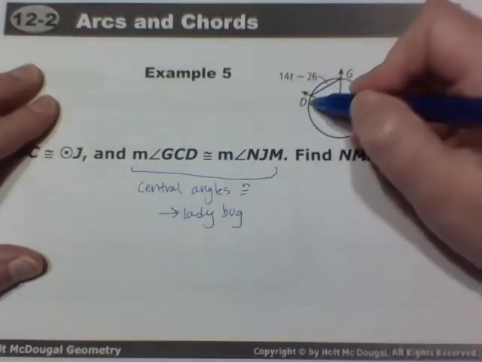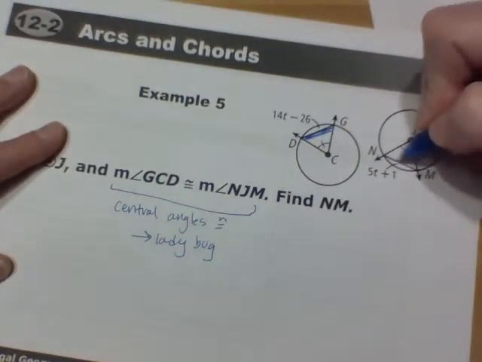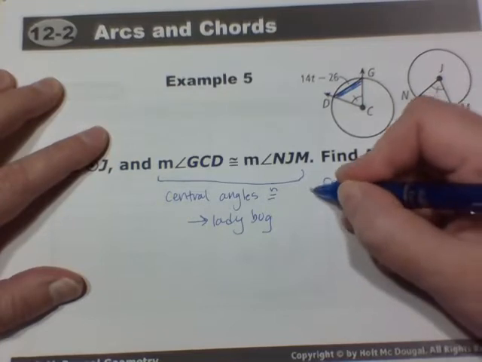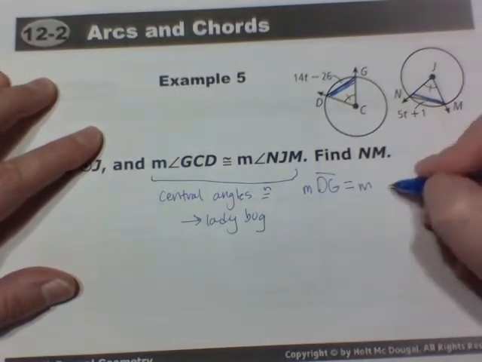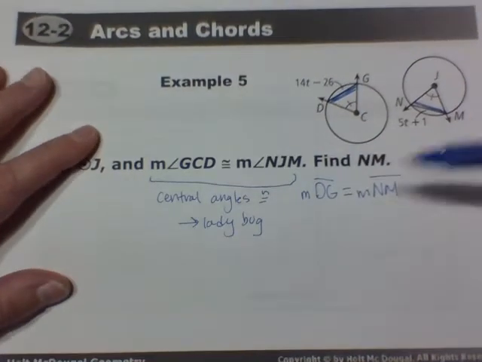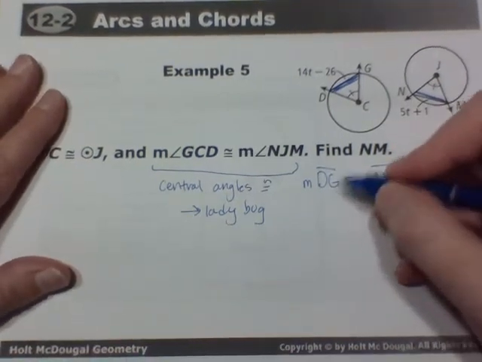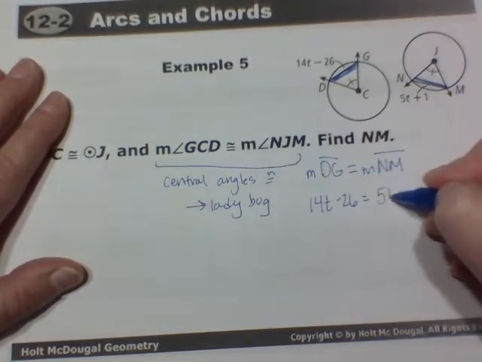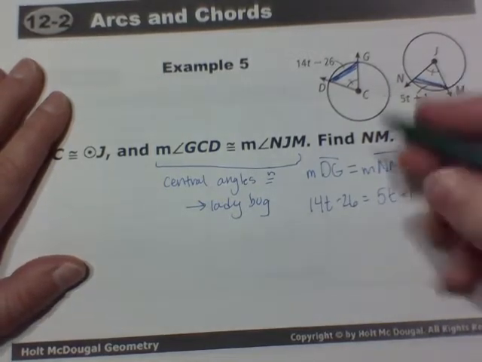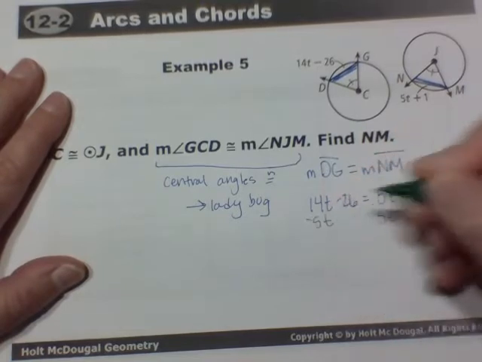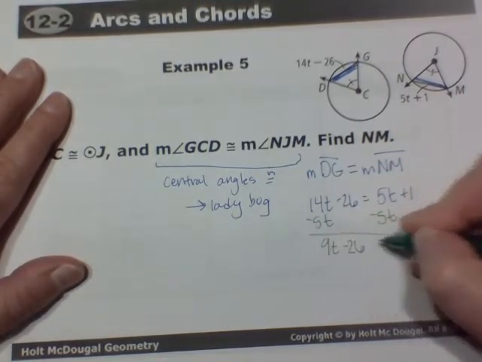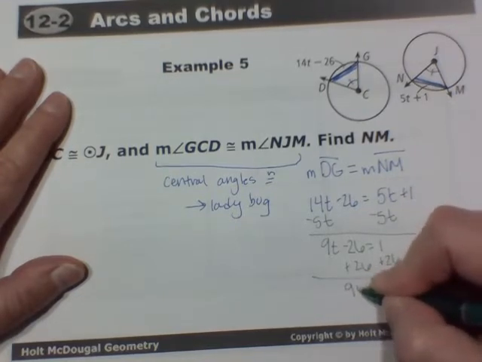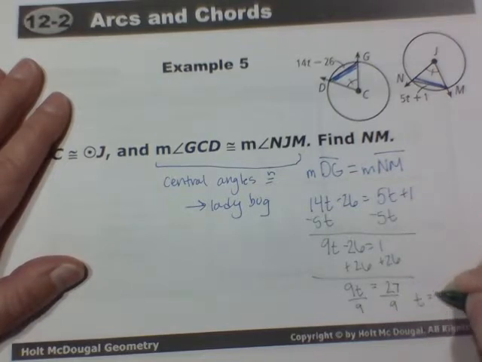So this angle indicates that this chord and this chord are the same measure. So officially that means that the measure of DG is equal to the measure of the other segment, NM. So if they want us to find NM, we will get what T is, plug it back in, and get our segment. So DG is 14T minus 26, and NM is 5T plus 1. And then we would go through solving, so subtract a 5T from both sides, and get 9T left. Add a 26 to both sides, which makes a nice number that's divisible by 9. And so officially our T is 3.